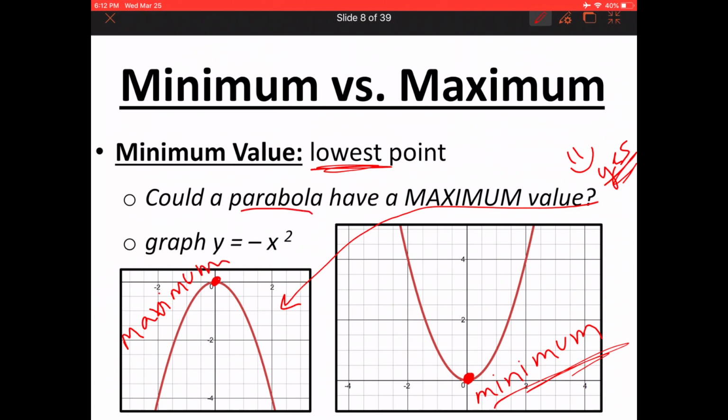And notice how we would get this graph is by graphing y equals negative x squared into our calculator. So try that as well. Go into your graphing calculator, go to y equals, and put negative x squared so you can see those differences in the graphs.